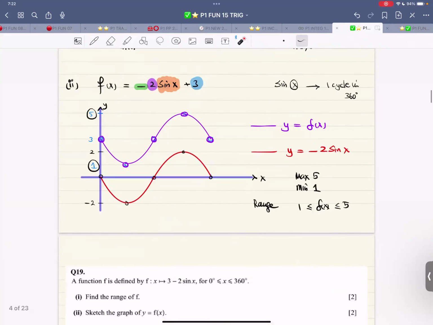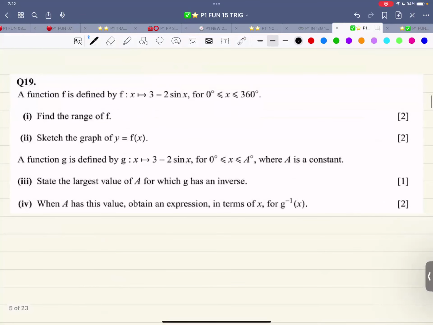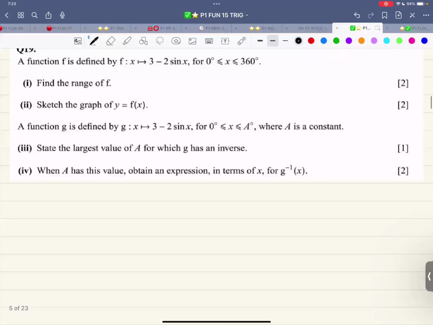Okay. Now let's move on to the other parts. Now it says a function g(x) is defined by such and such. So now we have part 3 and part 4 together. It says a function g(x), the same function, this is 3 minus 2 sine x, that is, -2 sine x plus 3. And this is for the domain x lies between 0 degrees and a degrees, where a is a constant.